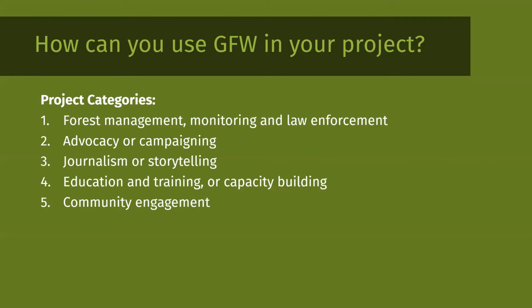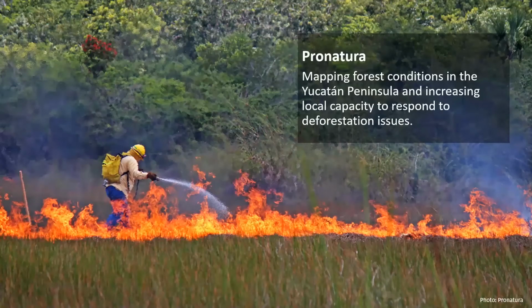So some examples of current and former Small Grants Fund projects include ProNatura. ProNatura is a current Small Grants Fund recipient based in the Yucatan Peninsula of Mexico. Their work focuses on integrating near real-time deforestation and fire alerts into their Maya Forest Watch platform in order to monitor and respond to forest threats within several protected areas across the Yucatan Peninsula. To achieve long-term success, they are also focused on training local communities near these areas so that they can use GFW to continue monitoring forest conditions.